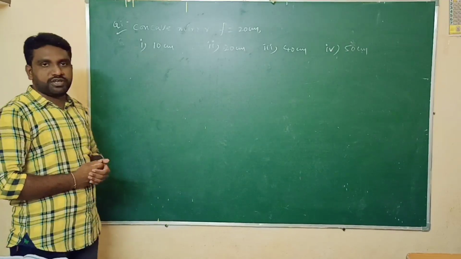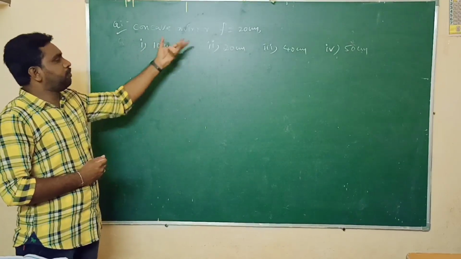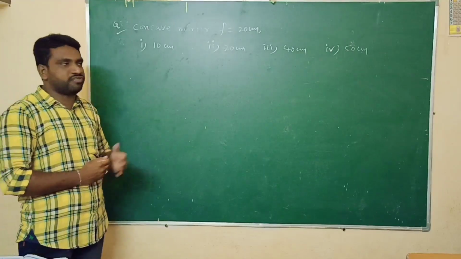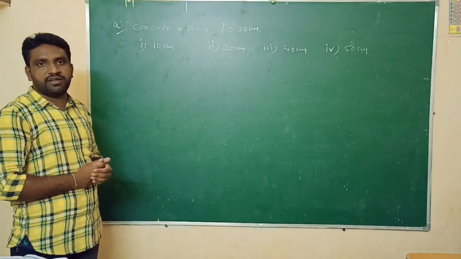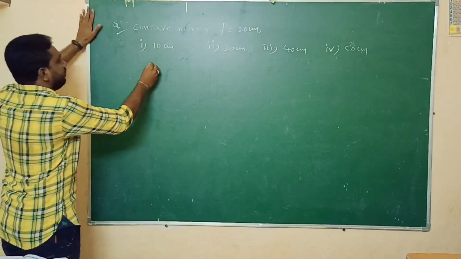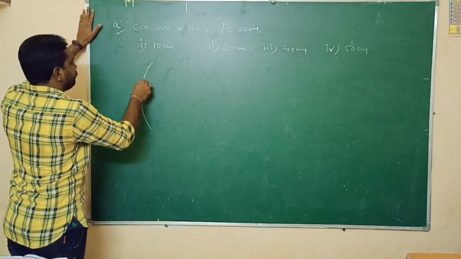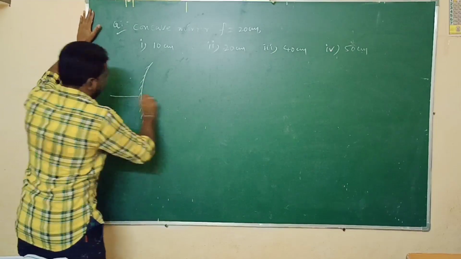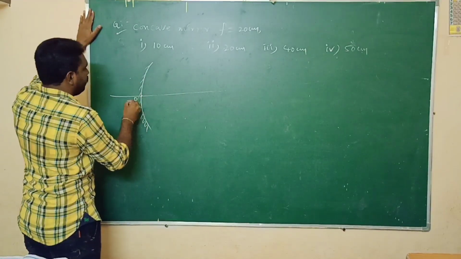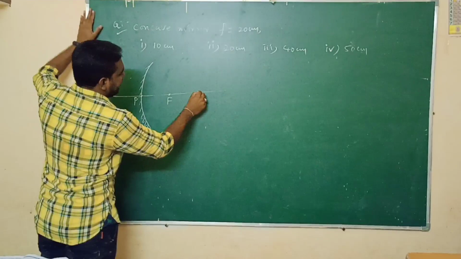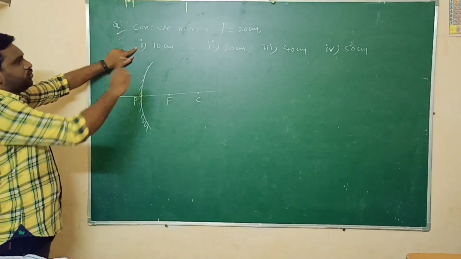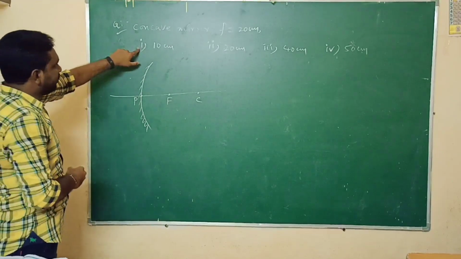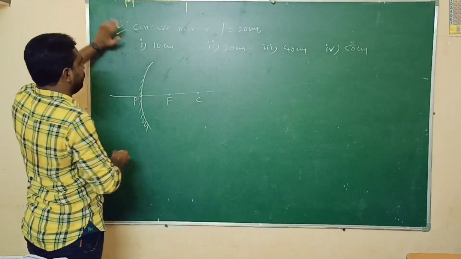To solve this problem, first of all, like I already told in the previous problem, we need to draw the ray diagram. So again, I am going to draw the ray diagram here. This one is pole, focus and center of curvature. First of all, these are considered position 1, 2, 3, 4 respectively. Here position 1, object is placed at 10 centimeters.